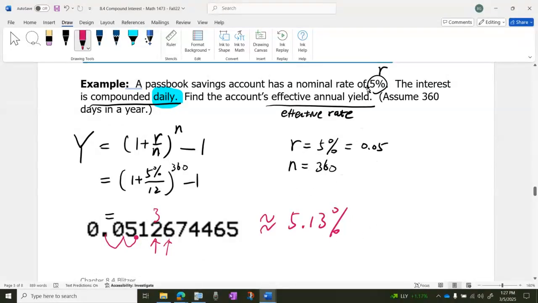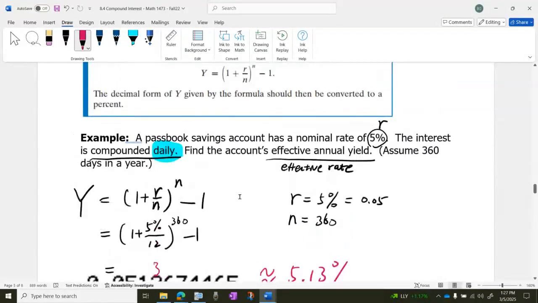Okay, if you have a result less than 5%, that means you got it wrong. Or if you have a number a lot bigger than 5%, then that doesn't make sense either. The result is going to be very close to the nominal rate, but a little bigger, like this one. All right, guys, that's about effective rate.